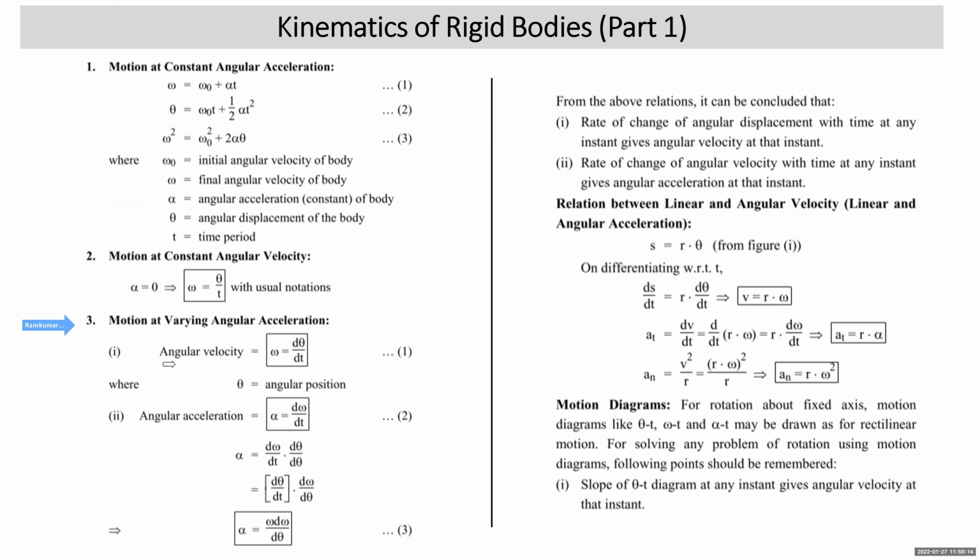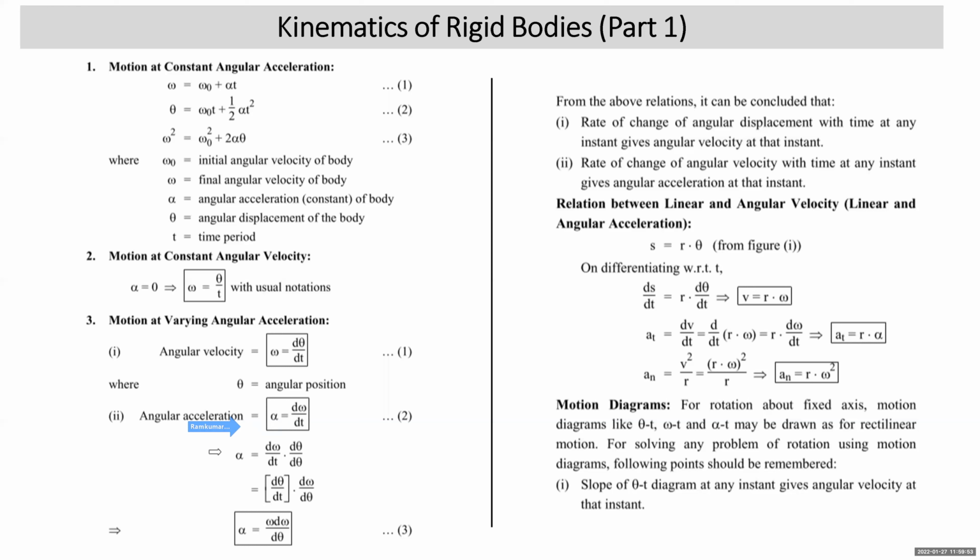Third type of motion which we come across, as in rectilinear motion, is rotary motion at varying angular acceleration. Again, concepts here are very much identical to what we learned for rectilinear motion at varying acceleration. Over there, it was v is equal to ds by dt. Here it is omega is equal to d theta by dt. Omega is angular velocity: rate of change of angular displacement at any instant gives you angular velocity at that instant. Then angular acceleration alpha is equal to d omega by dt. So rate of change of angular velocity with time at any instant gives you angular acceleration at that instant.